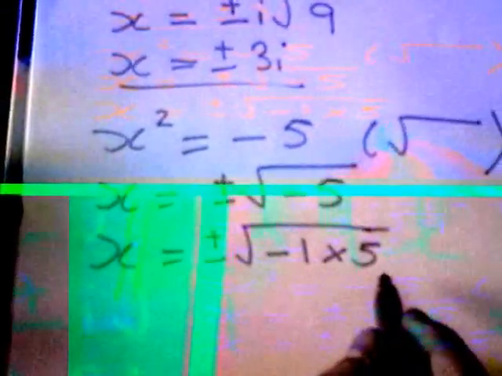Okay, but because you cannot square root 5 and it's got a really long value, you would just write that x is plus or minus the square root of 5 i. Okay, and that is basically your answer to the slightly harder equation, but exactly the same method is required.